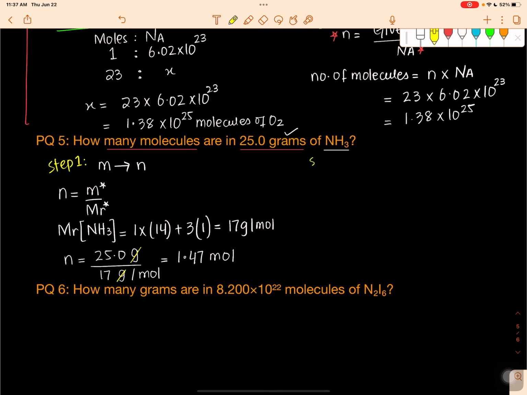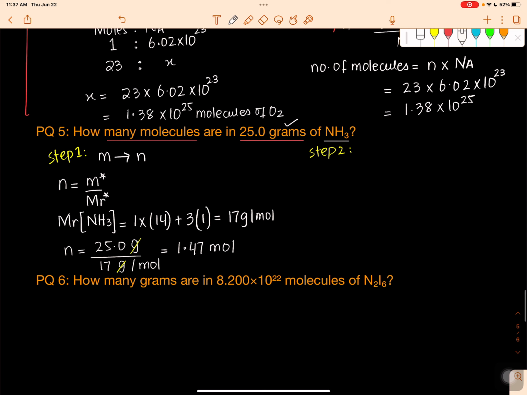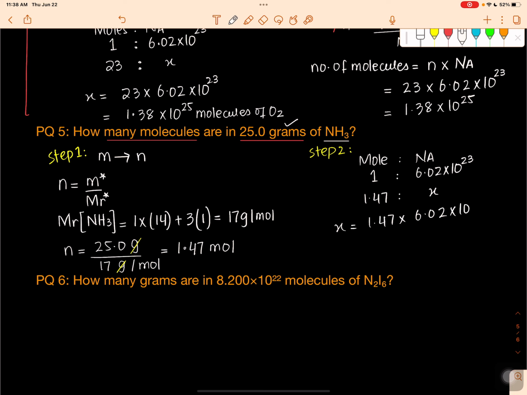In step 2, we will be finding out what number of molecules there are. So we will be using the first method, which is the ratio method. And the ratio method tells us that we have a mole and Avogadro's number relationship. It tells us that 1 mole is equivalent to 6.02 times 10 power 23 particles. Here in this problem, it is molecules. So 1.47 moles will contain how much? That is x. So x is equal to 1.47 cross 6.02 times 10 power 23.